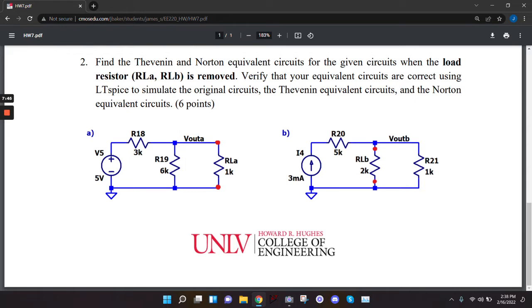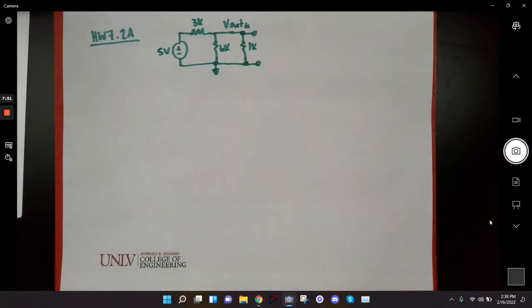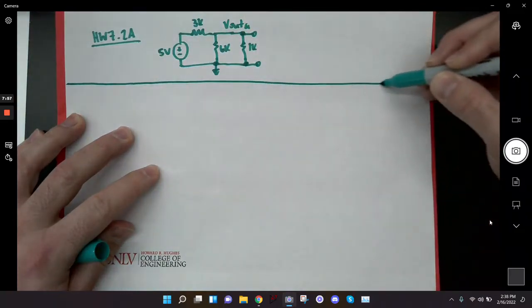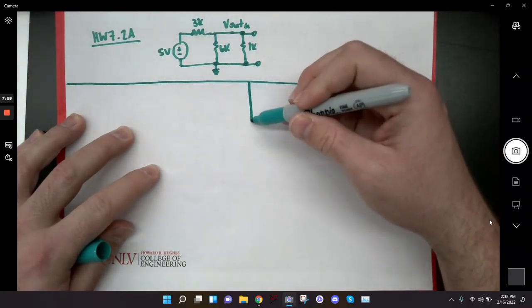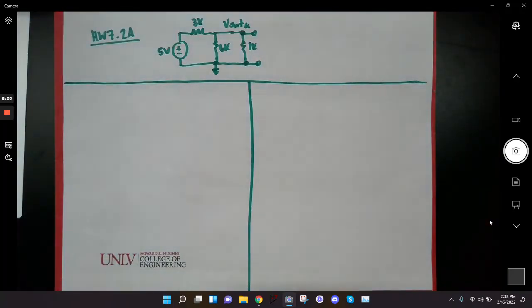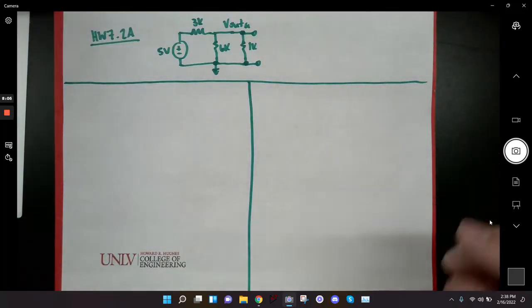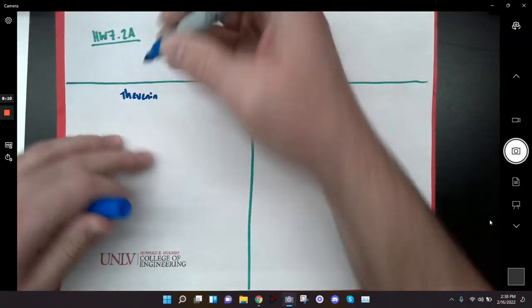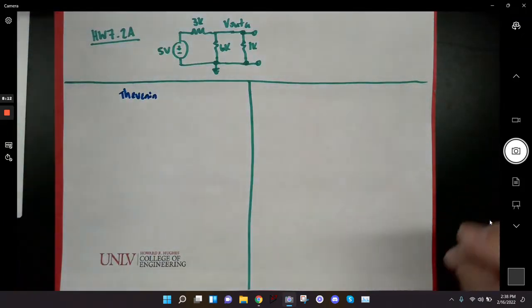So I asked you guys to find the Thevenin and Norton equivalent circuit with the load resistor removed. What I'm going to do is split the page into Thevenin and Norton. I'll do different colors too. This side will be my Thevenin, and this side I will do Norton.